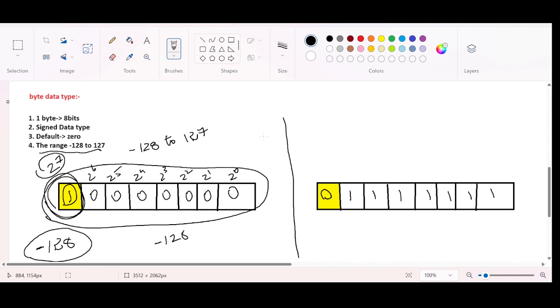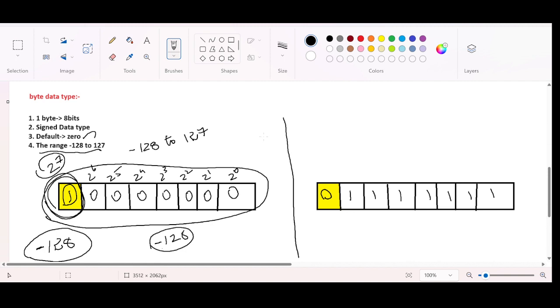When I say byte data type, internally it has a storage capacity of 1 byte. 1 byte is also called 8 bits. So the least value can be minus 128. This is the least value that it can accommodate. That's why it is starting from minus 128.